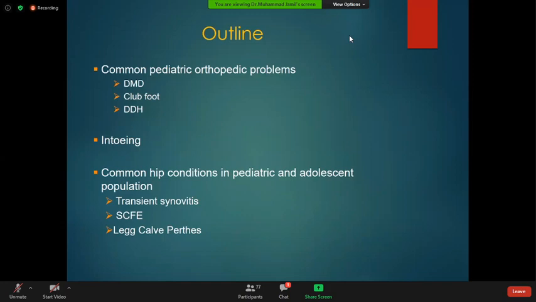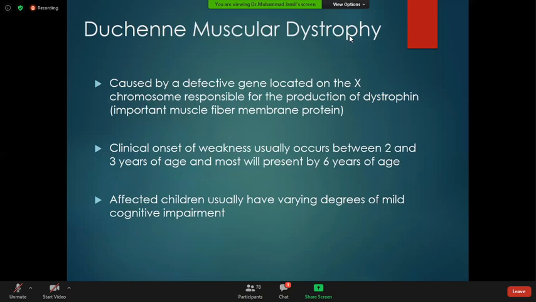Common hip conditions in the pediatric and adolescent population are transient synovitis, SCFE, that is slipped capital femoral epiphysis, and Legg-Calvé-Perthes disease. Okay, first we will discuss Duchenne muscular dystrophy. This is caused by a defective gene located on the X chromosome responsible for the production of dystrophin. Dystrophin is an important muscle fiber membrane protein.